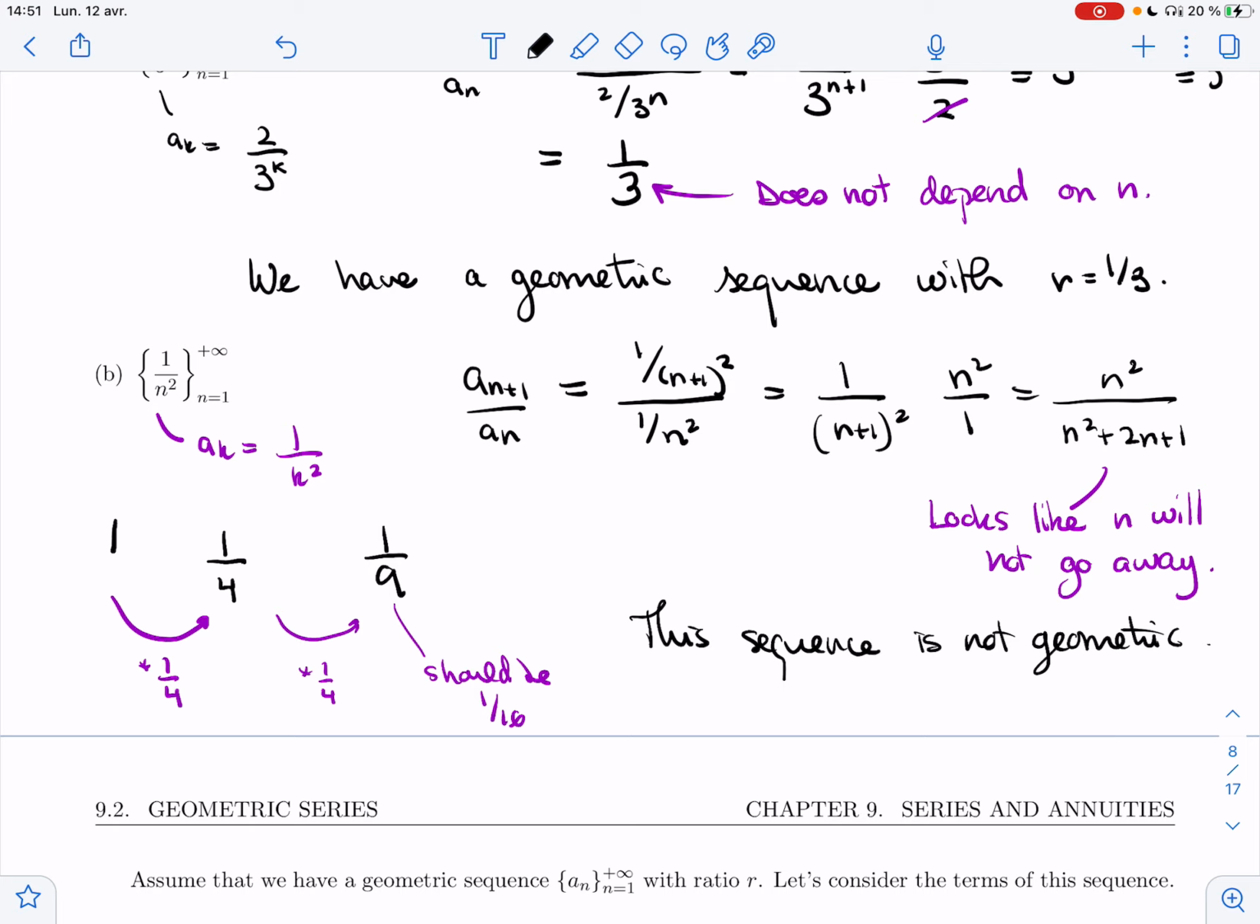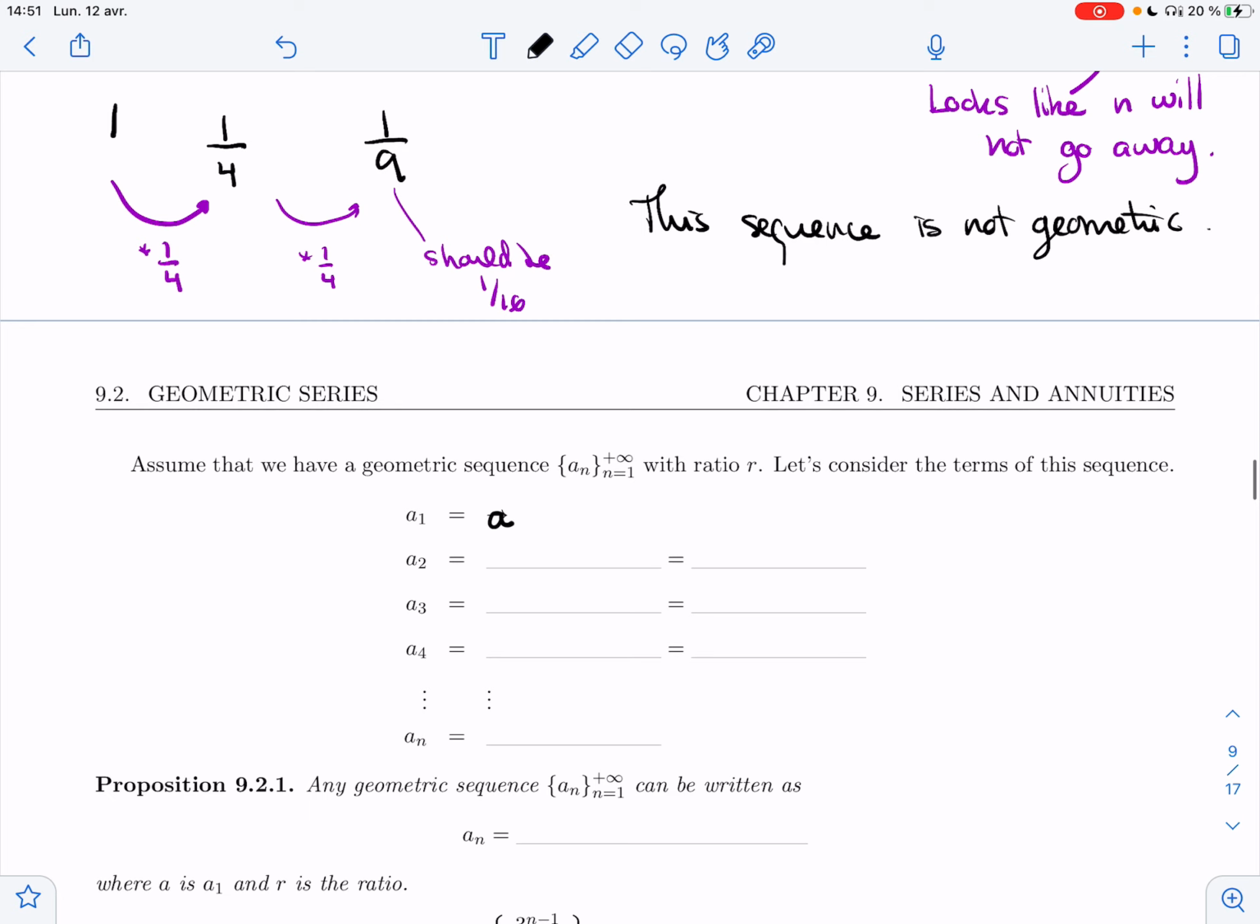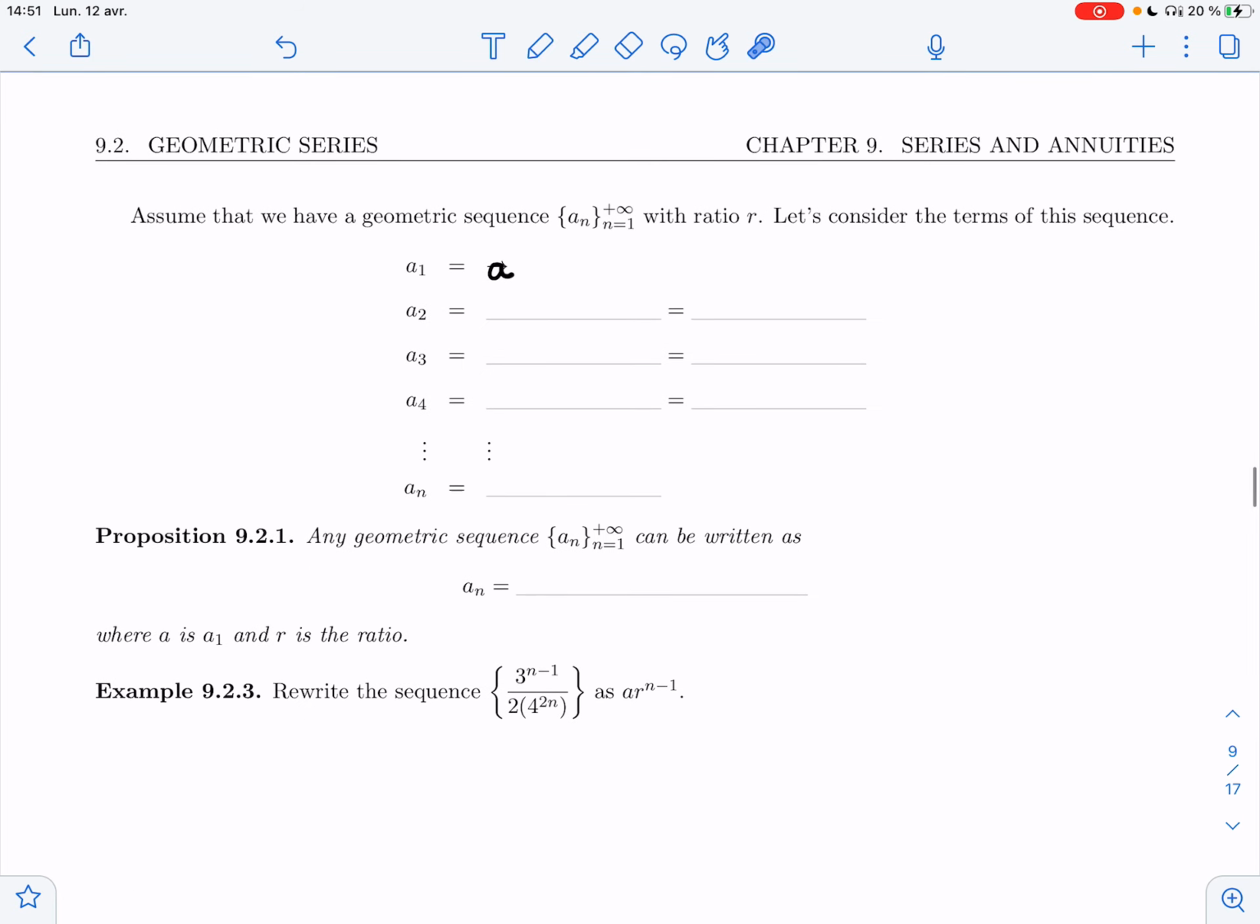All right, so I want to look at geometric sequences a bit more because we'll be looking at geometric series soon, and we'll be using that type of series when we do applications to annuity at the end of this chapter. All right, so assume that we have a geometric sequence a_n with ratio r. I want to look at what the terms look like. So let's consider the terms of this sequence.